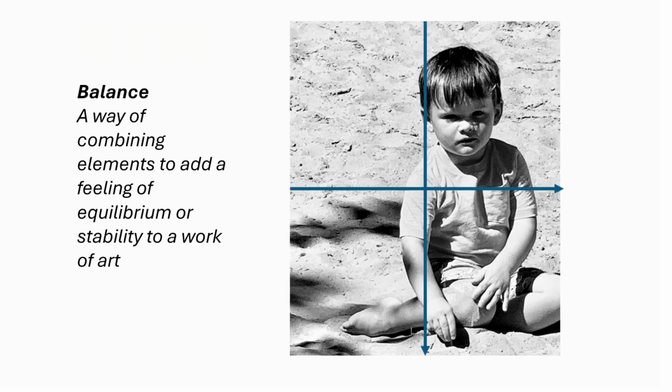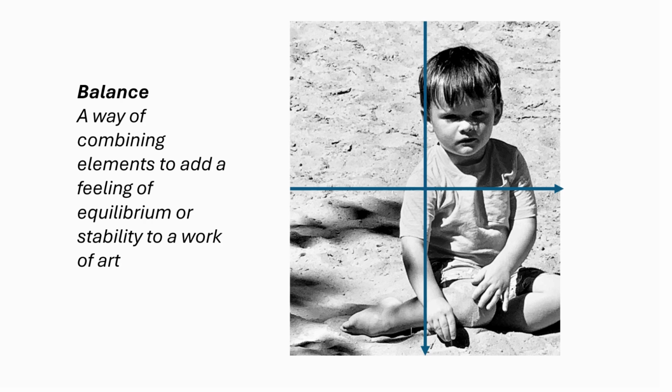Balance. Balance is using the elements, arranging them in such a way that the work feels stable. The composition feels just right. There are 3 kinds of balance. There's symmetrical balance, which is even on both sides, like a face. There's radial balance, where it's equal coming from a central point all the way around. Think of this like a mandala. But asymmetrical balance is used most often in fine art.